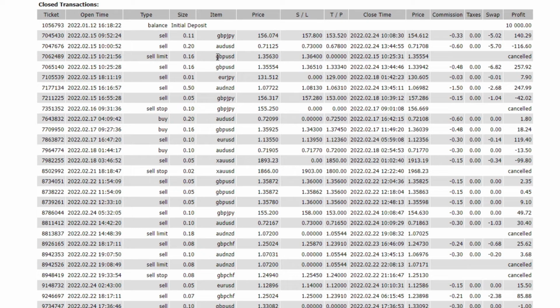But in the meantime, I also lost the AUDUSD trade, which was unfortunate. Yeah, that happens as well. So I basically made $24.